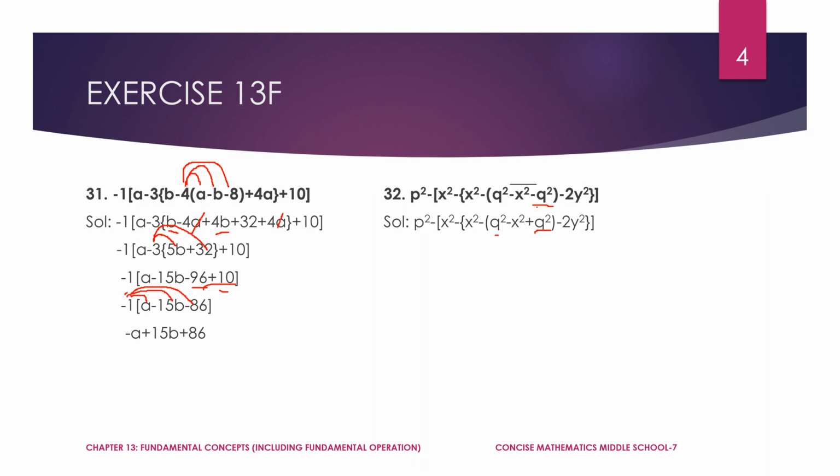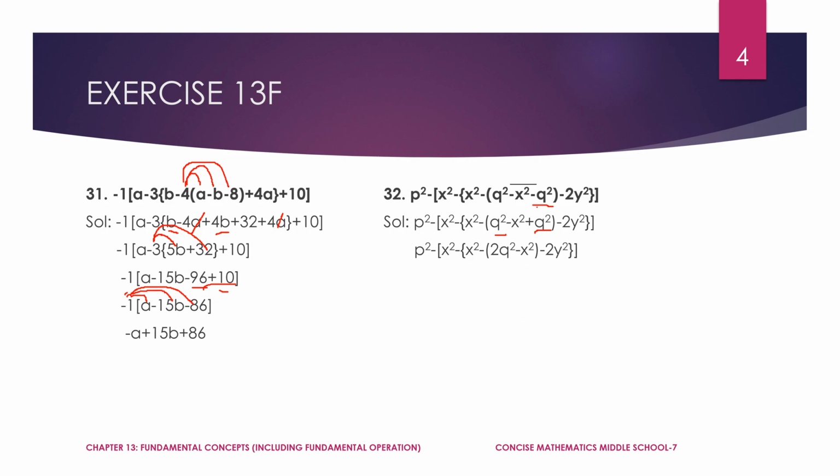Here both are having plus q square, right? Both are having plus q square. So it becomes plus 2q minus x square. I'm doing only step by step. I'm making the changes, right?